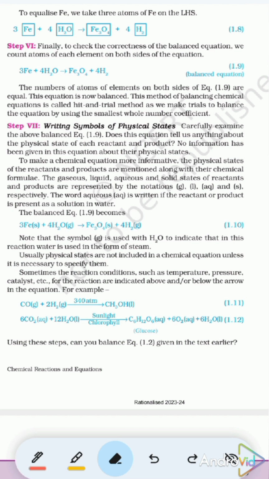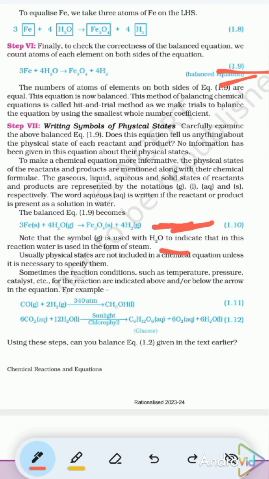Hence for the balanced equation 1.9 over here, we can write this equation as 3Fe(s), where Fe refers to iron, which is a solid, and 4H2O(g), water in gaseous state, Fe3O4(s), that is ferric oxide, which is a solid substance, and 4H2(g), which refers to hydrogen gas evolved, represented by g. Notice that the symbol g is used with H2O because the water used in this reaction is in the form of steam.